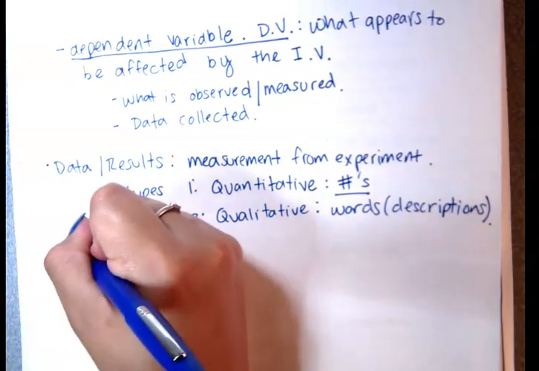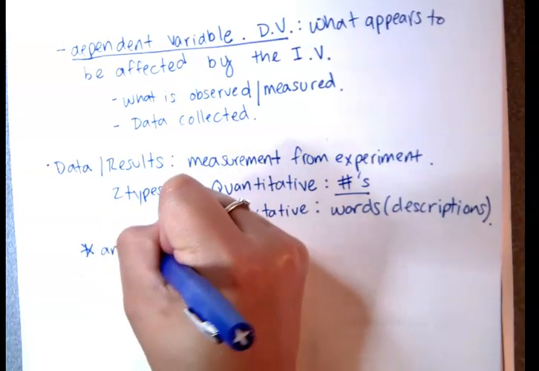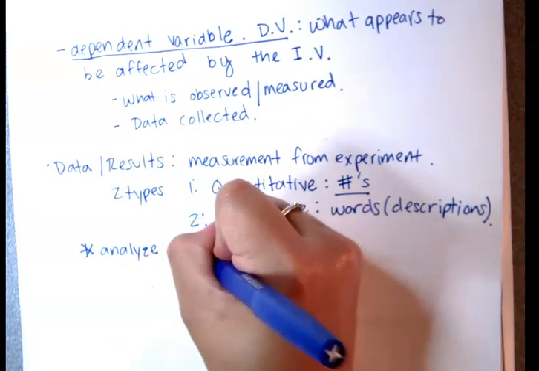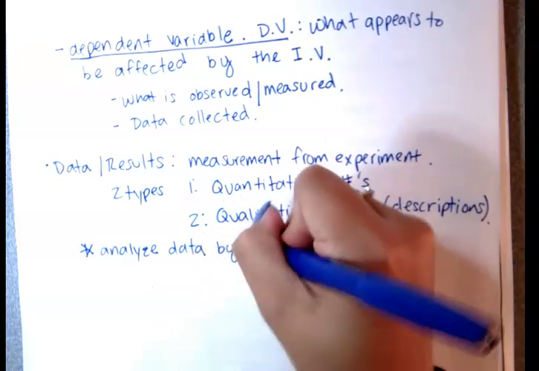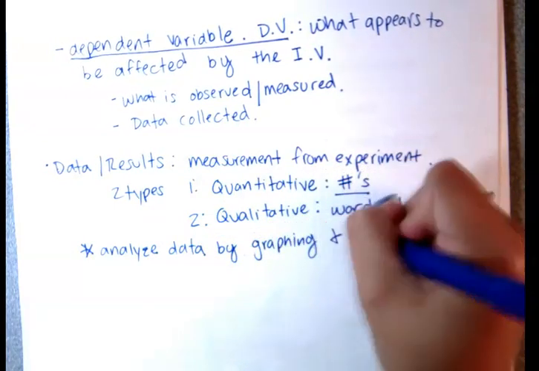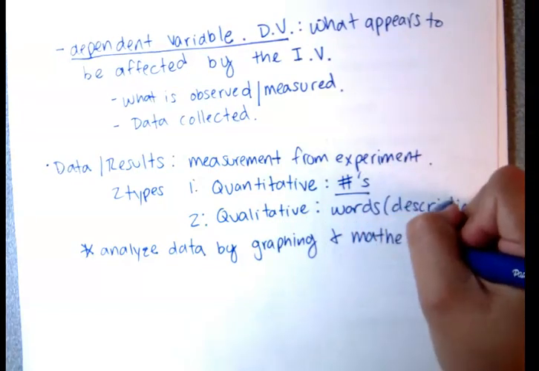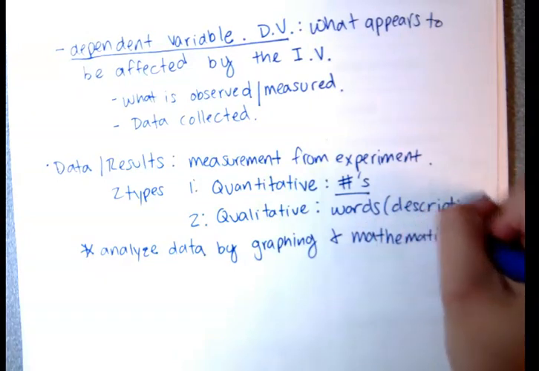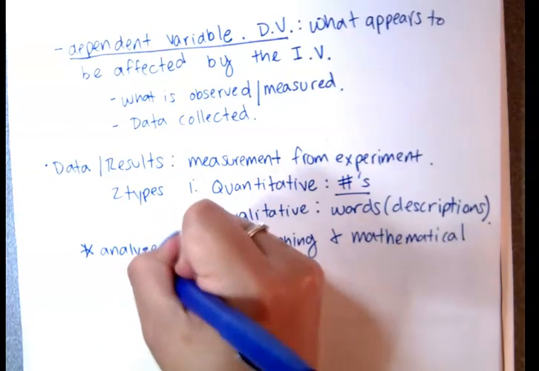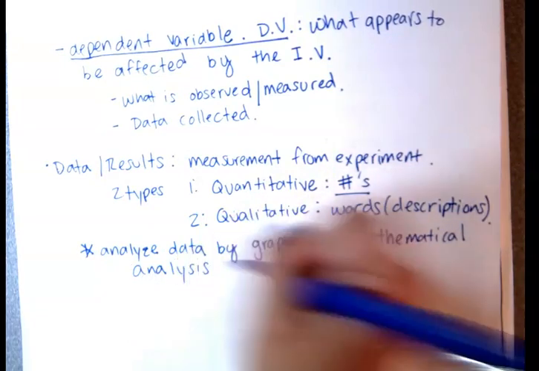And the big thing about the results or your data is that you're going to have to analyze this. So you're not just collecting data for data's sake. You have to analyze. Okay, what does this mean? And you typically do that by graphing. Or you can also use mathematical analysis. And this is where courses like statistics comes in. You can see like the significance of the change and stuff like that.